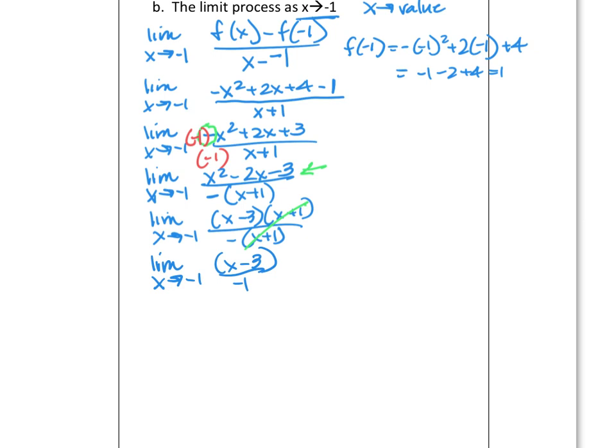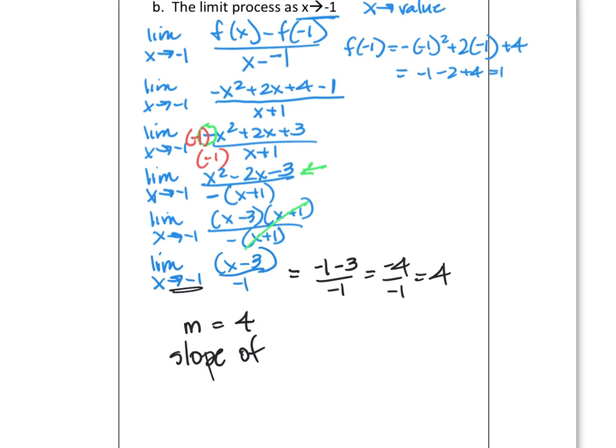So now, when I plug that in, I'm going to plug in the x going to -1. So what we have is -1 minus 3 over -1, which gives us a -4 over a -1, which gives us 4. So our slope of the tangent line is equal to 4. And if you recall from question A, we ended up with the same value of 4. So again, we're finding the slope of the tangent line two different ways.